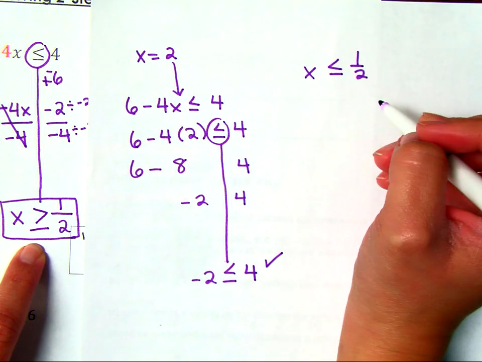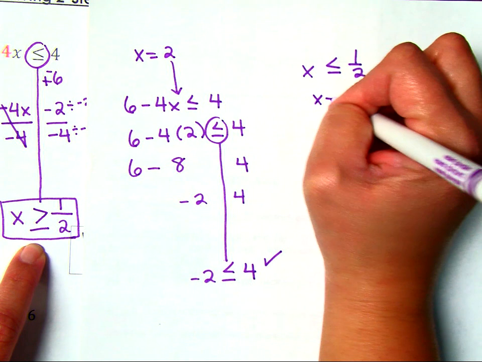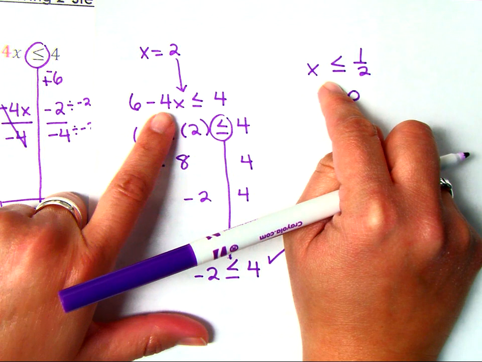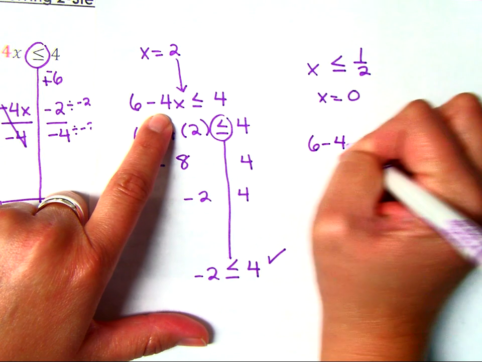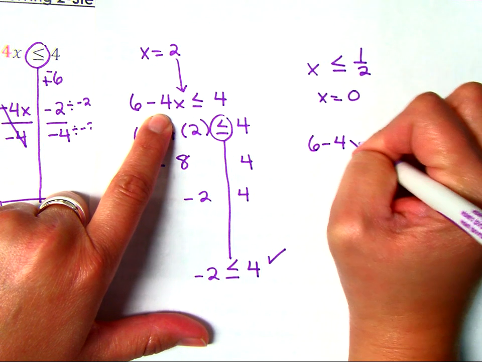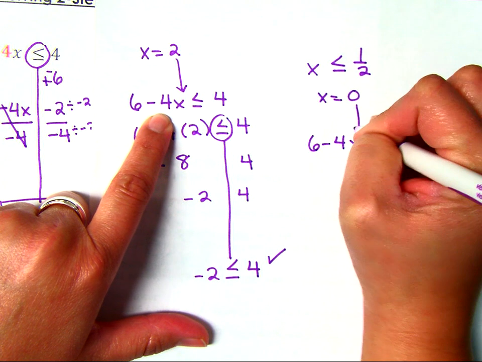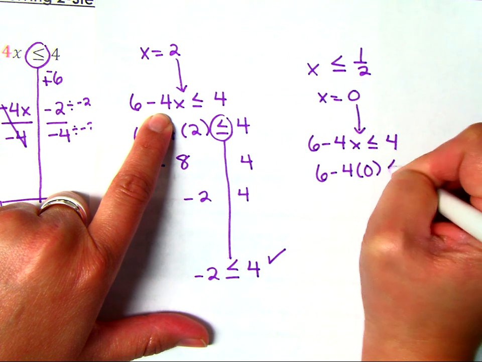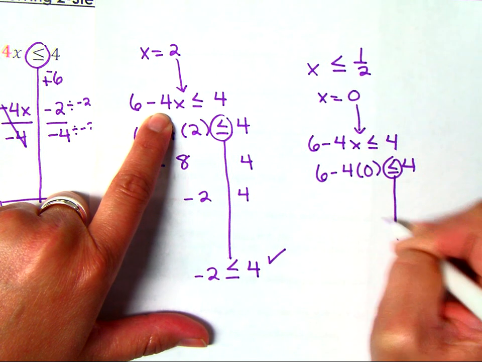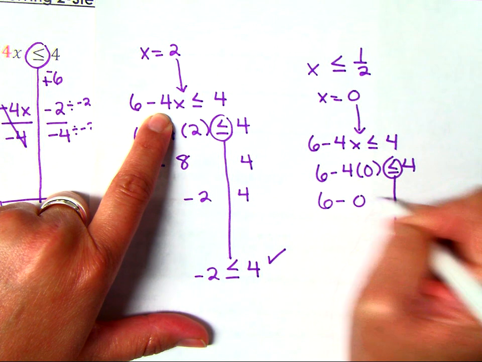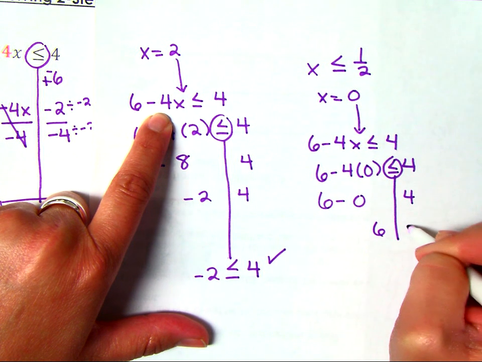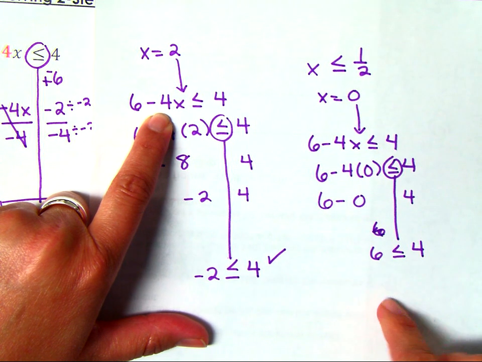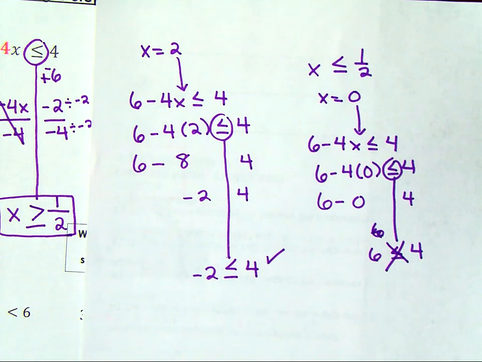I know that 0 is less than 1/2. So if I forgot to reverse this symbol, watch what happens. 6 minus 4x less than or equal to 4. Well, now if I'm taking 0, 6 minus 4 times 0, 6 minus 4 times 0 is 0. 6 minus 0 is 6. Is 6 less than or equal to 4? It's not. So this is why it's very important.